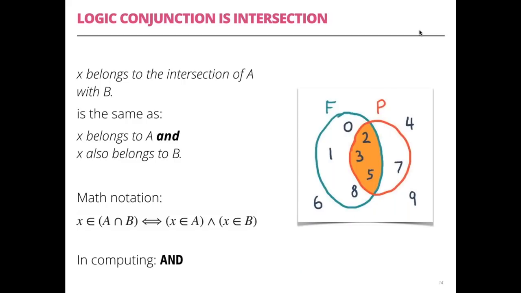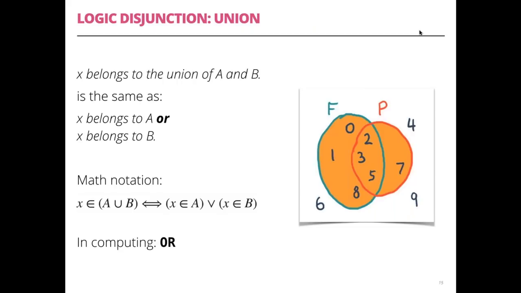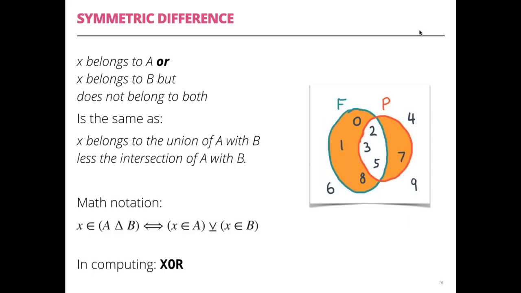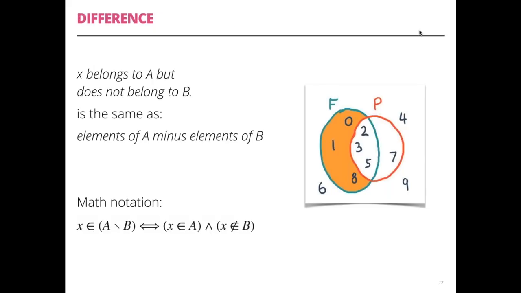You can see this a lot in computer science, for instance in query languages, in SQL, and every non-SQL database usually implements methods or operators to do this kind of operation. Disjunction is actually a union. If you say X belongs to the union of A and B, that's the same as saying X belongs to A or X belongs to B. Symmetric difference says that X belongs to A or belongs to B, but does not belong to both. This is what we like to call the exclusive OR in computer science. It's also the union minus the intersection of both sets, which is another way of understanding it. And difference is the operation where you subtract the elements of one set from the elements of the other set.